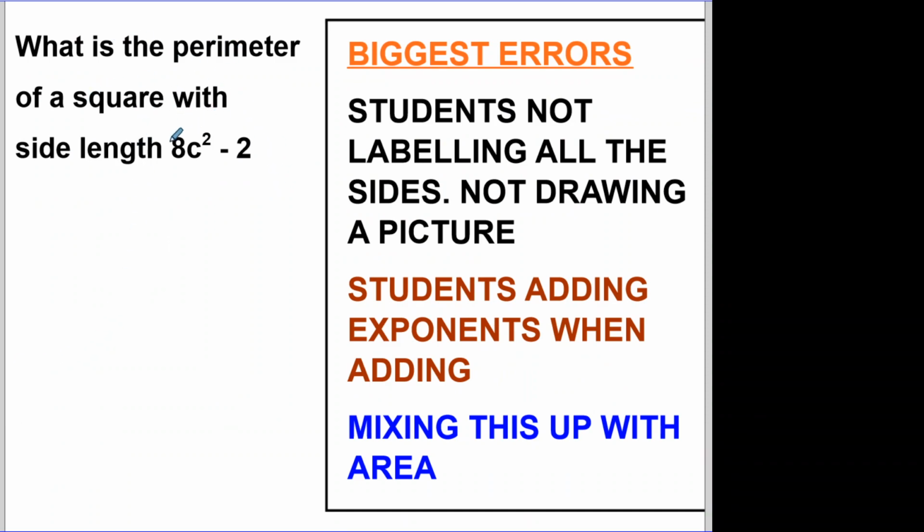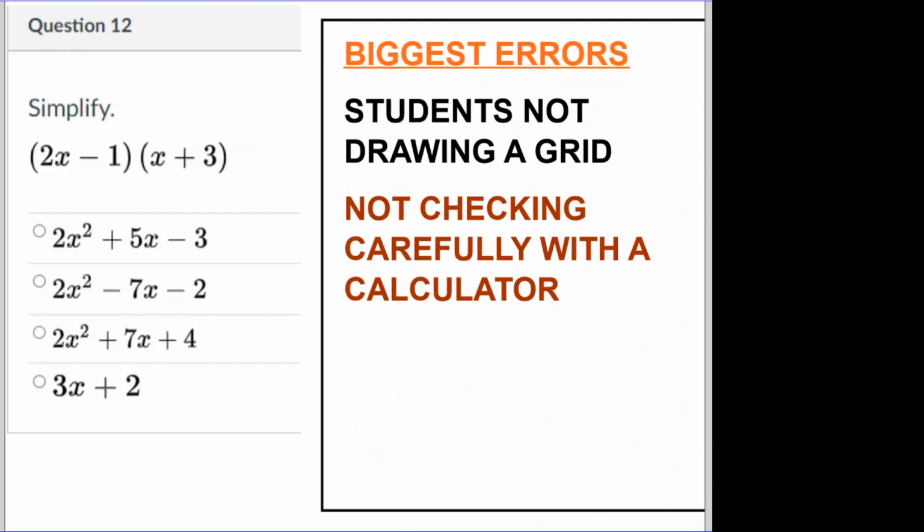What is the perimeter of a square with side length 8c squared minus 2? I have a feeling that's a mistake. That question's not supposed to be there. There we go. I'm sorry about that.